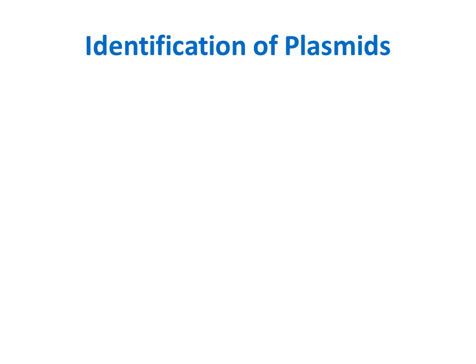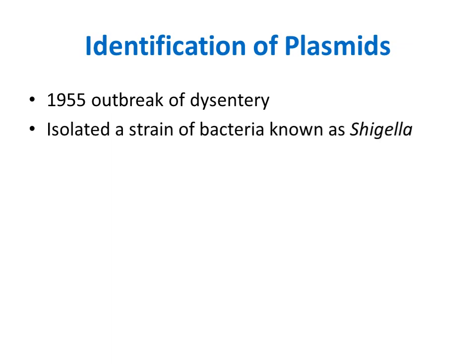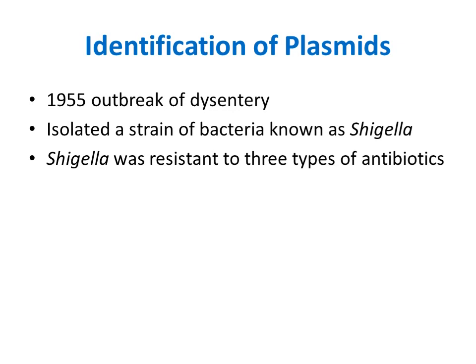As I mentioned, in the process of transformation as well as conjugation, oftentimes what's being transferred are plasmids, which are just short, circular pieces of DNA in the bacteria. Well, how were plasmids initially identified? In the 50s, there was an outbreak of dysentery, and they were trying to determine what was the cause of this outbreak. They were able to isolate a strain of bacteria known as Shigella. It's very similar to E. coli. It was resistant to actually 3 types of antibiotics.